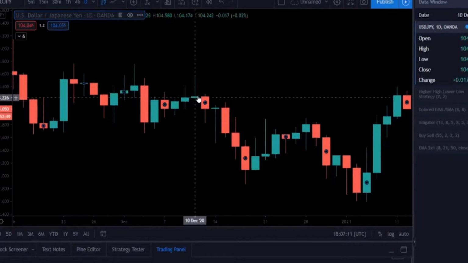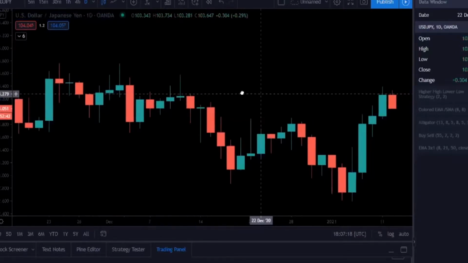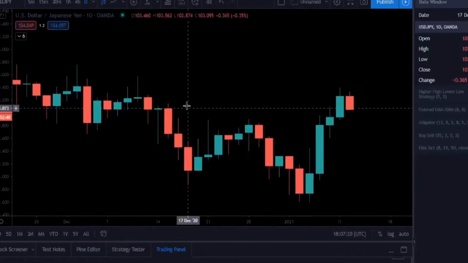We'll get into more candlestick patterns in the future, but for right now, in the daytime frame, each of these candles represents one day.